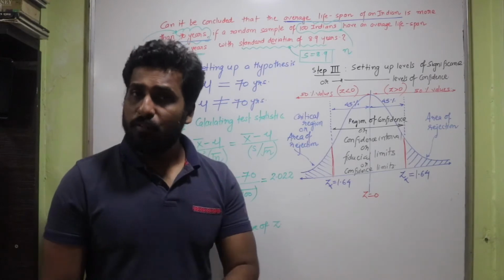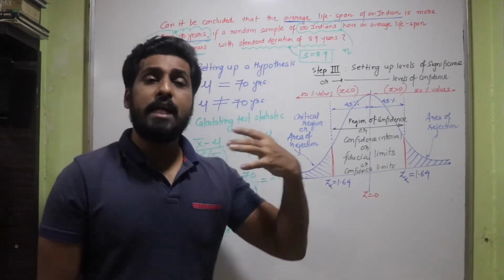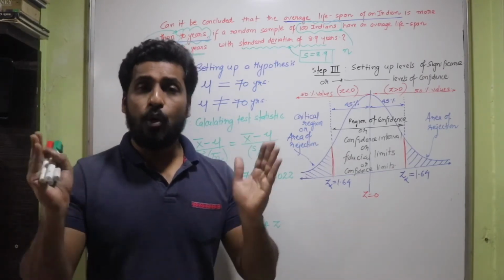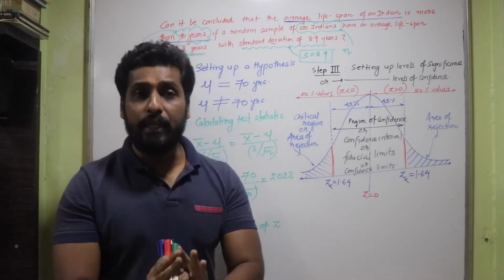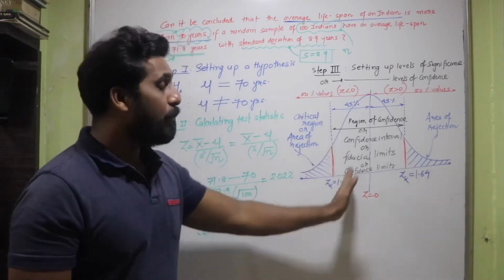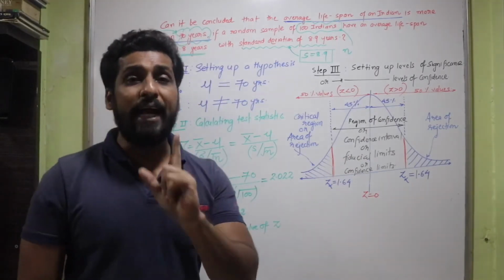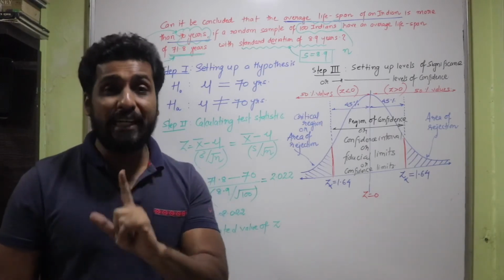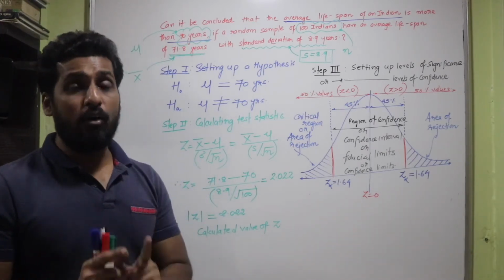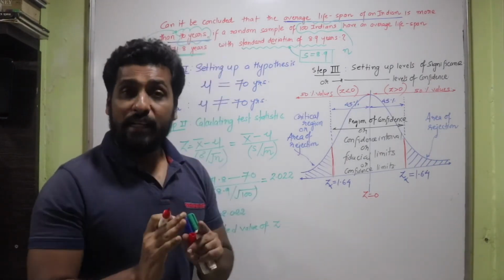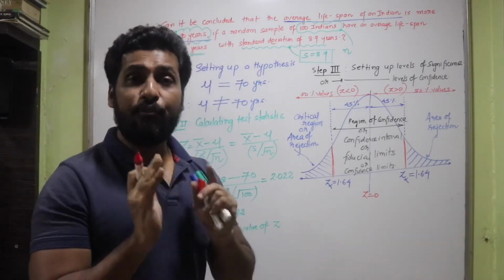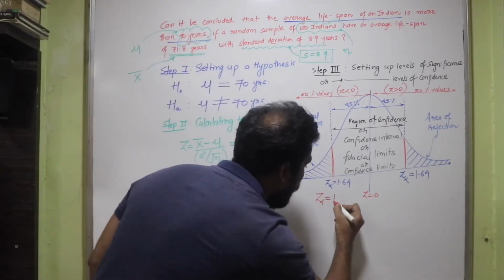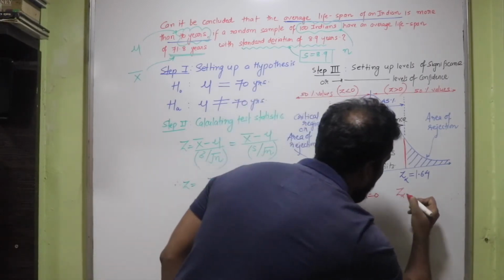When I say 5% level of significance, it simply means it is 95% level of confidence. Level of confidence and level of significance both convey the exact same meaning. Level of significance will set up a parameter. If I have 95% level of confidence, or 5% level of significance, the values of Z alpha are going to be 1.96.